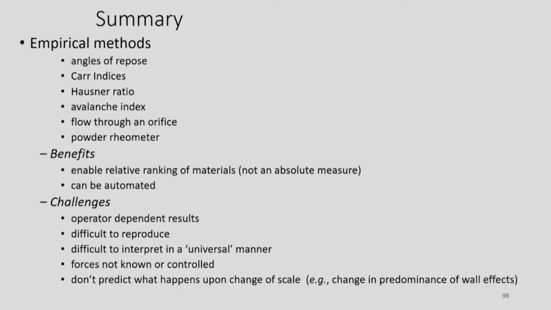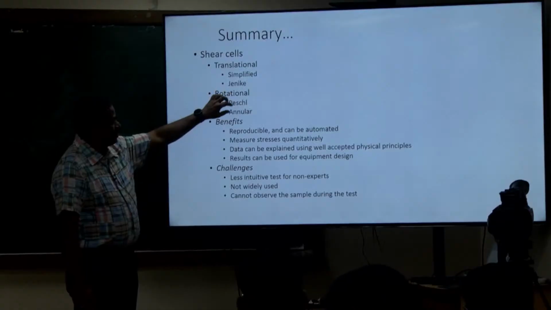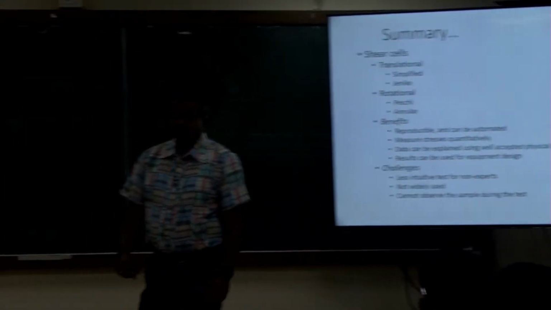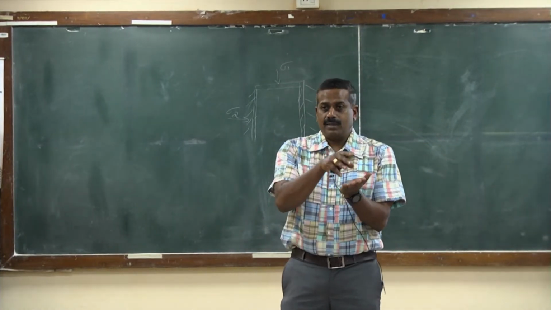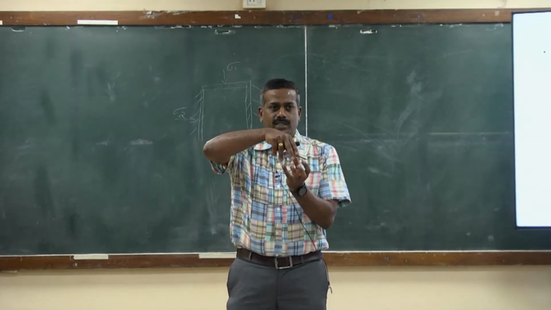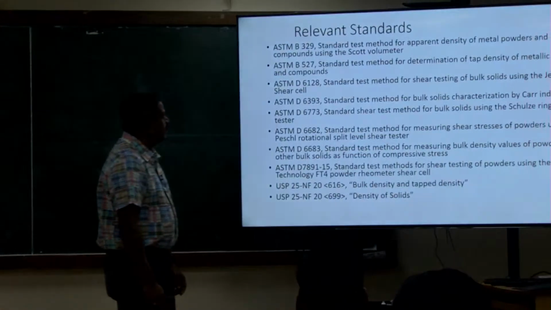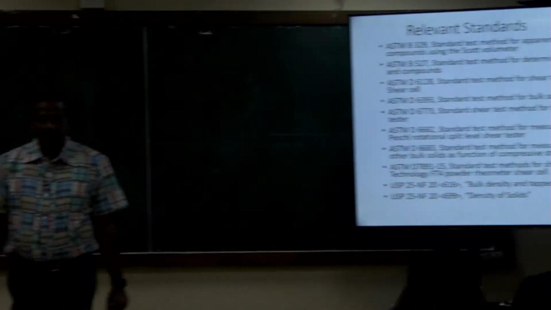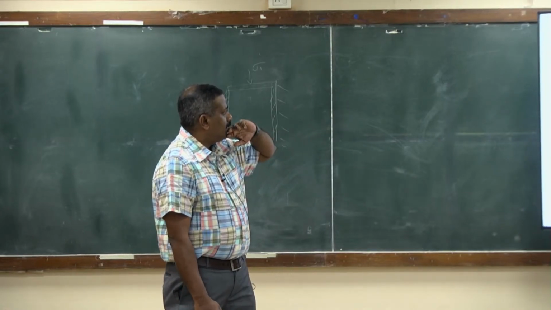And again, empirical benefits, it helps us rank the materials but doesn't give much theoretical understanding. I didn't talk about rotational shear cells, but there are annular and Pascal shear cells. Translation, as I've shown in the picture, moves horizontally. Rotational shear cells, the top part rotates, that's the way it works, almost the same measurements. And there are tons of standards for powder flow measurements, ASTM, USP, etc., that you can use to calculate these.